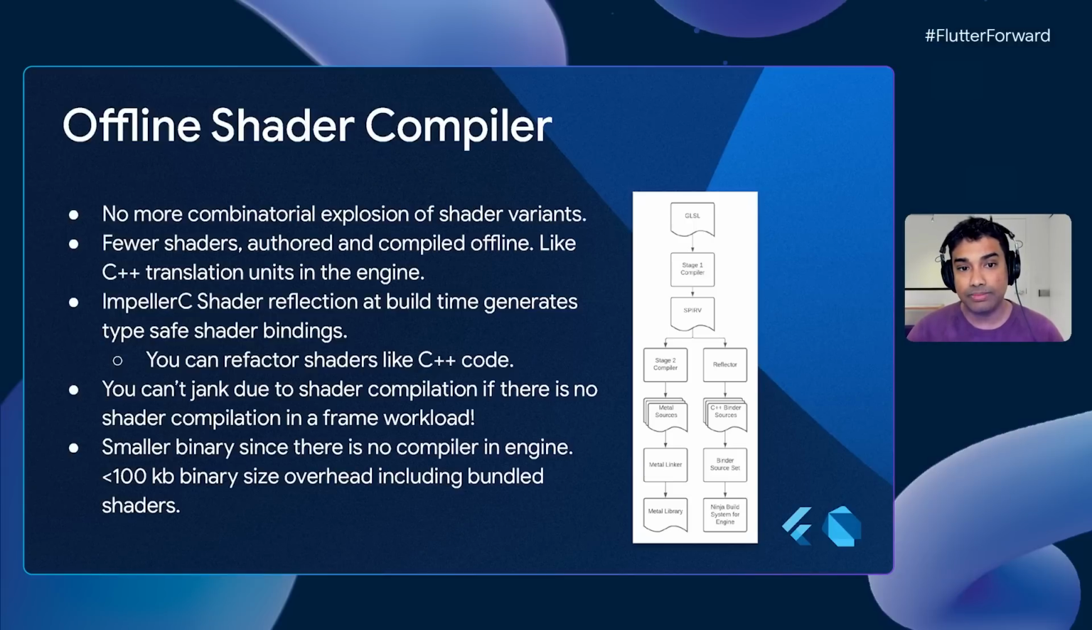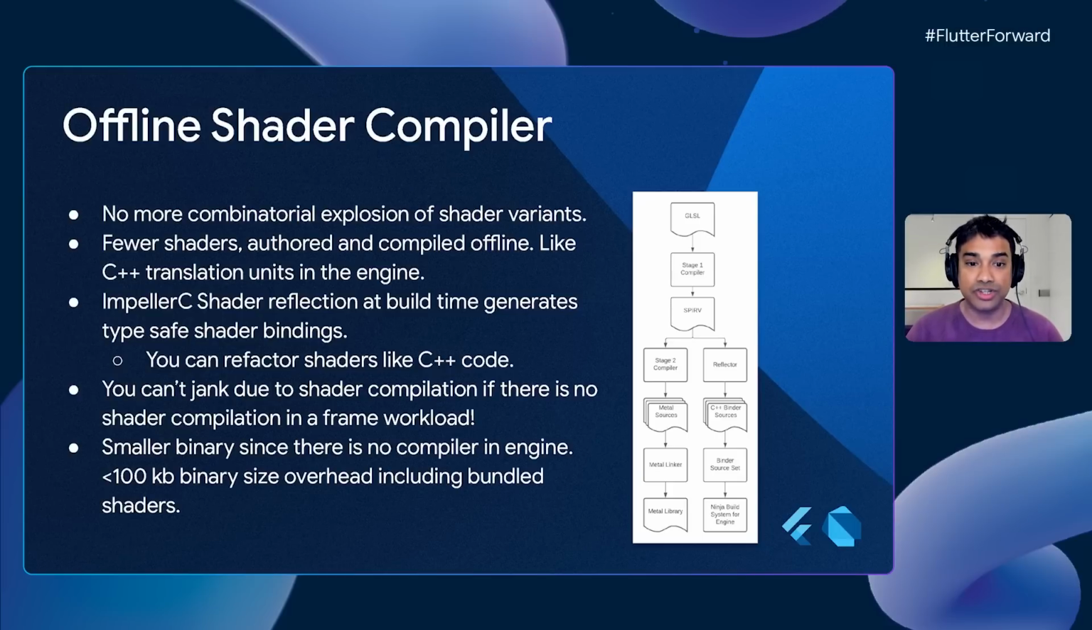Impeller's offline shader compiler is called Impeller C. All shaders used by Impeller are authored offline. You can browse them in the Flutter engine repository. All the shaders are authored in modern GLSL. We even have the ability to author shaders in HLSL for those on the team more familiar with that shader authoring environment. Impeller C is a two-stage compiler.